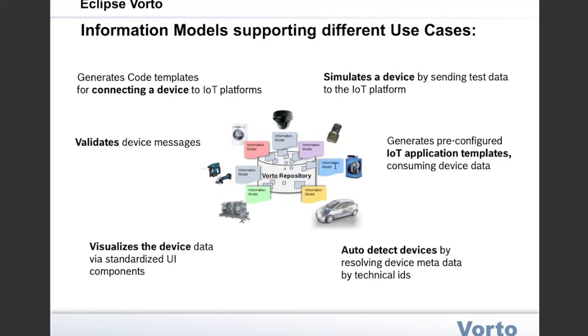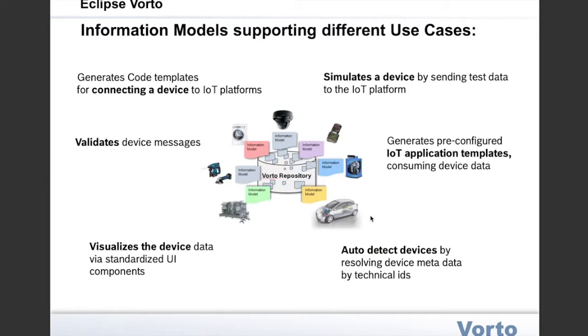On the other hand, you can use information models for simulating a device, by sending test data to an IoT platform. Also, that one is something I'm going to be showing you today later on, how that is actually possible. When you would like to consume the data in the backend, on the one hand, you have the devices sending out the data or being actuated to fulfill certain functionality. On the other hand, you have the backend IT applications which consume this device data. So even those can be generated from pre-configured application templates.